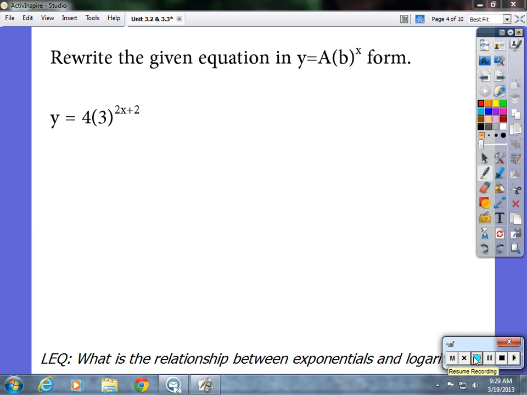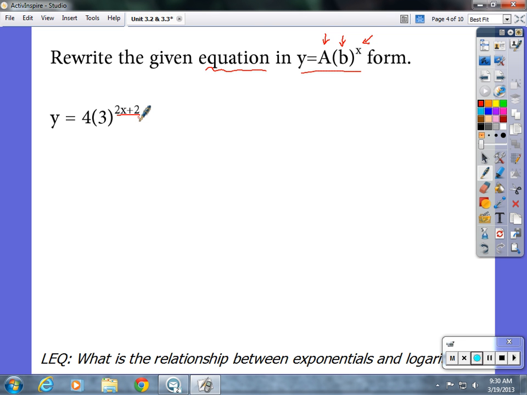Next problem dealing with exponential functions, y equals a times b to the x, is to rewrite the given equation in y equals a times b to the x form. So we're looking for a number a, a multiplier b, and just the x as the exponent. Here we do not have that. We have 2x plus 2 as the exponent.